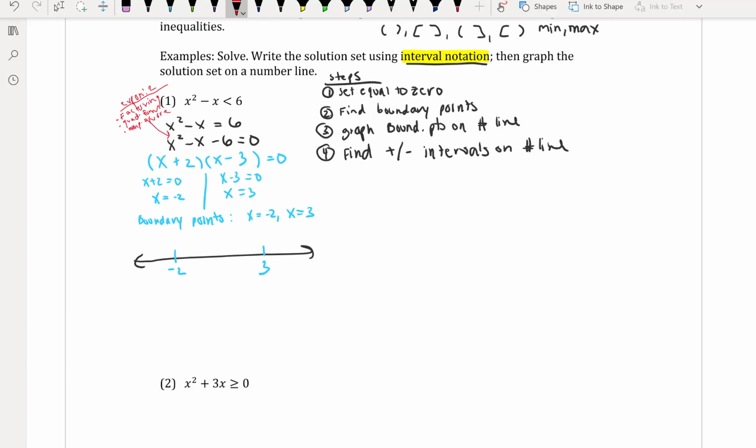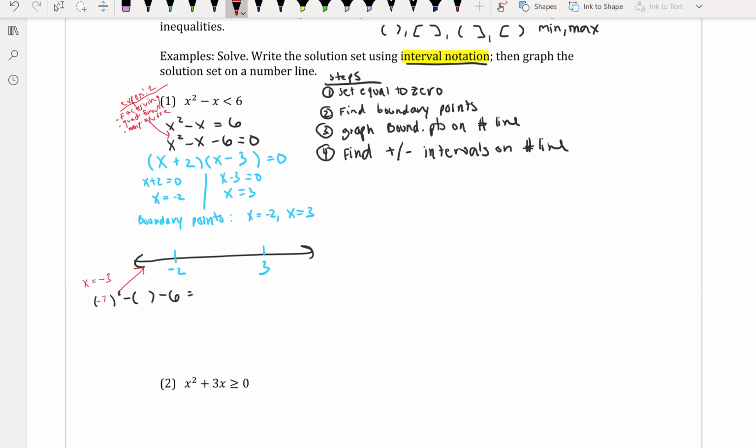So for example, let's pick a number that lives to the left of negative 2. What's less than negative 2? Negative 3, negative 4, negative 5, negative 10, negative 100, negative 1,000,000. So let's just keep it simple. Let's just go with x is equal to negative 3. So I'm going to plug this negative 3 into my x squared minus x minus 6. And let's see what we're going to get.